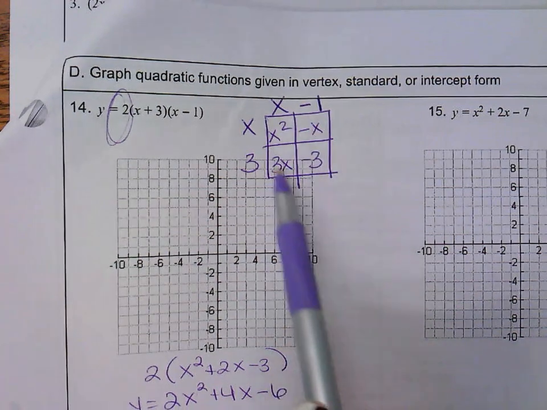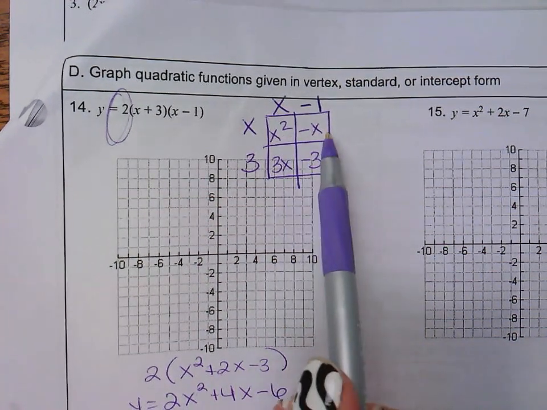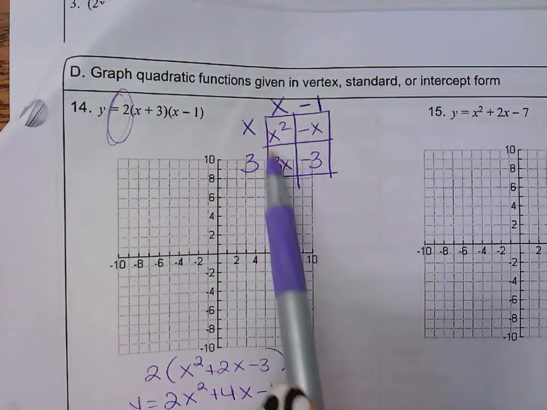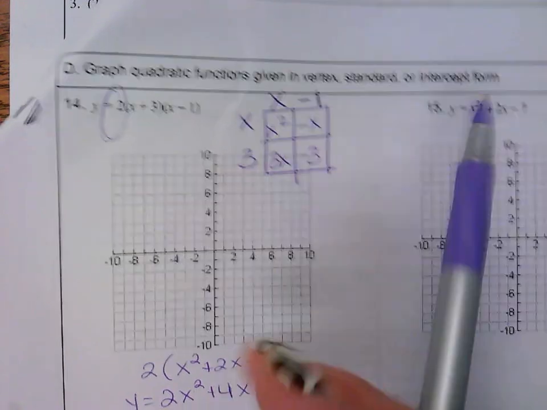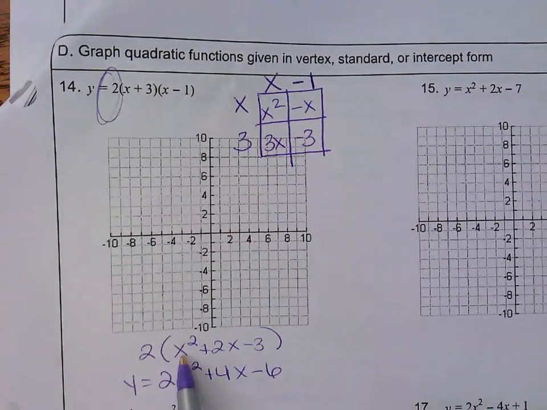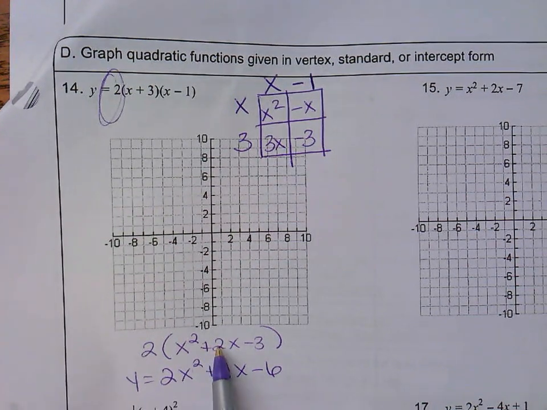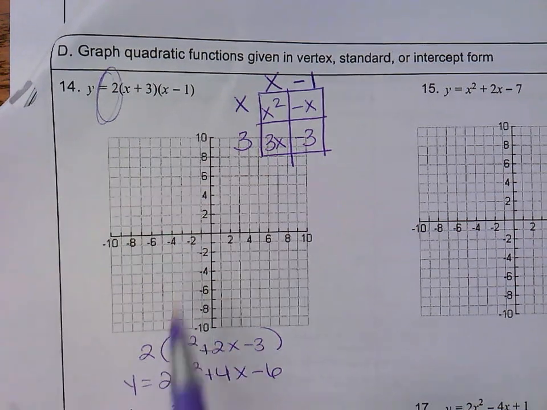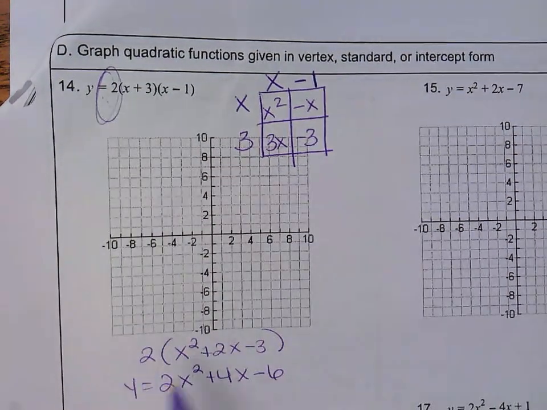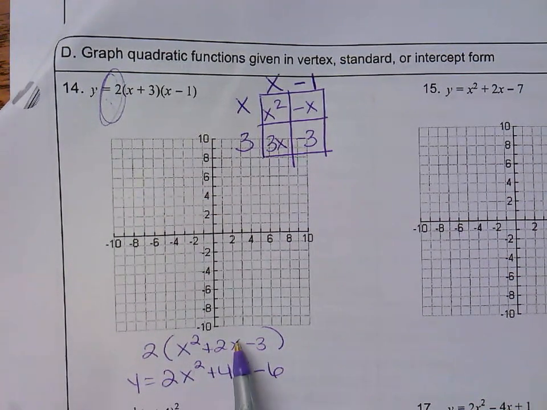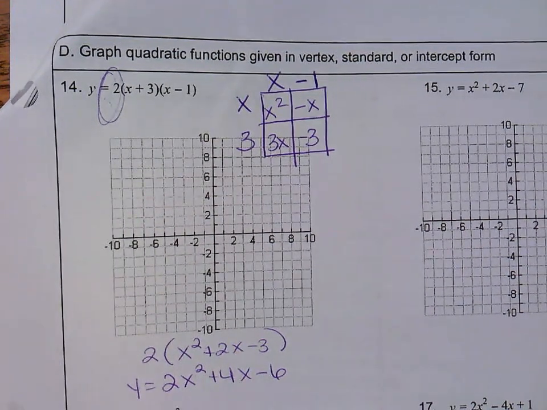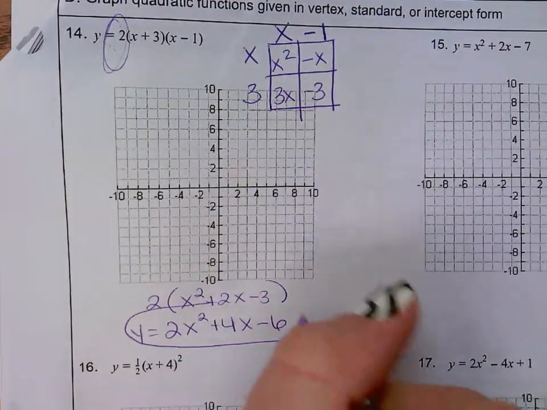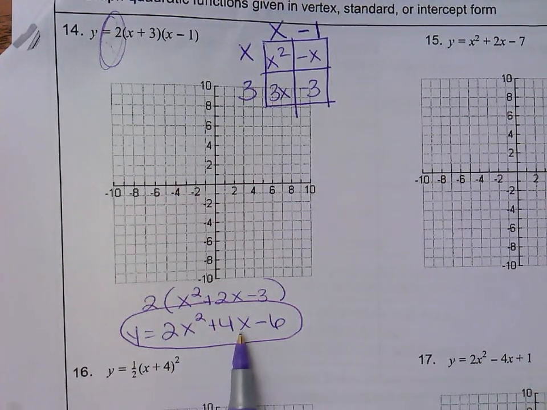So here's what I got in my box. X squared, negative x, positive 3x, negative 3. So once you have your 4 terms in your box, you need to add any like terms together. So that's what I did down here. I have x squared plus 2x and minus 3. So then your last step is to distribute the 2, because there was a 2 as my coefficient. You're going to distribute the 2 into the trinomial. And then that should be your final. This is your function right here: 2x squared plus 4x minus 6.